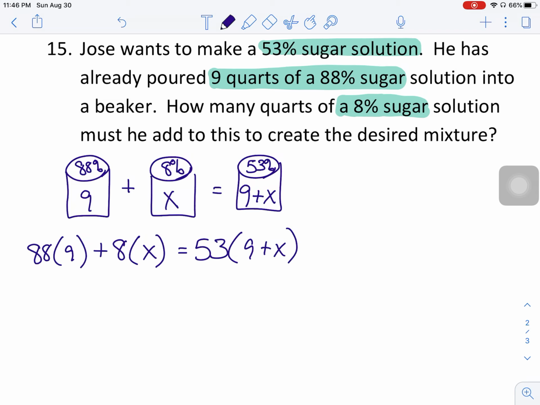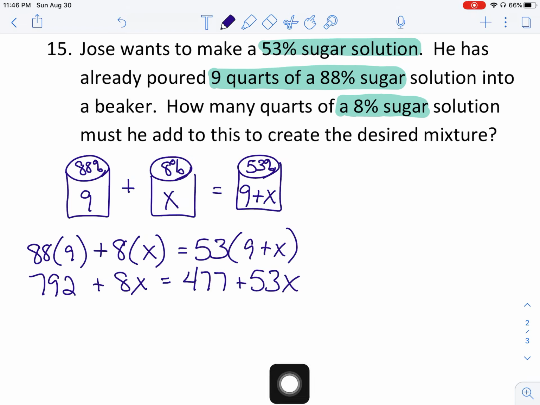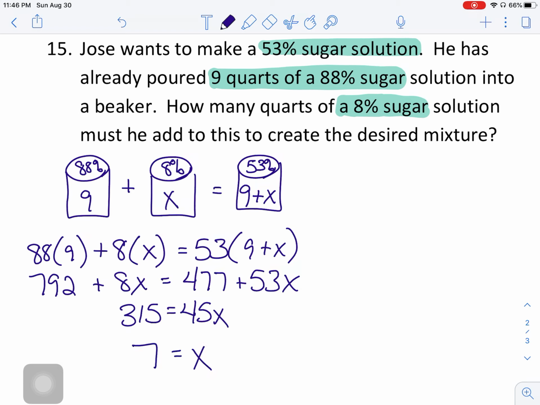88 times 9, 792 plus 8X is equal to 477 plus 53X. So I've got X's on both sides. I'm not a huge fan of that. So I am going to move the 8X over, and I'm going to move the 477 over. So that turns into 315 is equal to 45X. Divide both sides by 45, and you're going to get X is equal to 7.